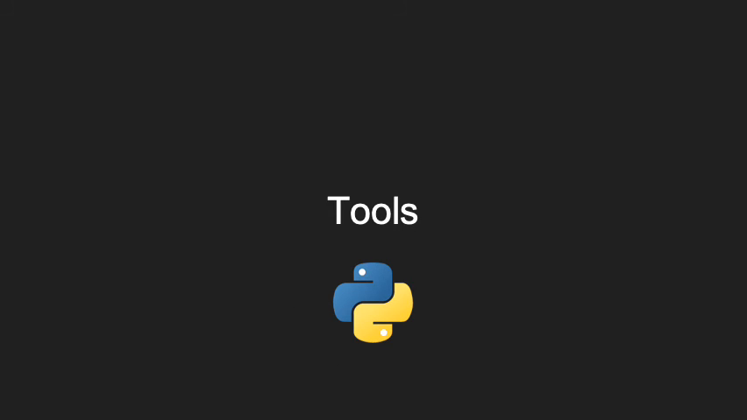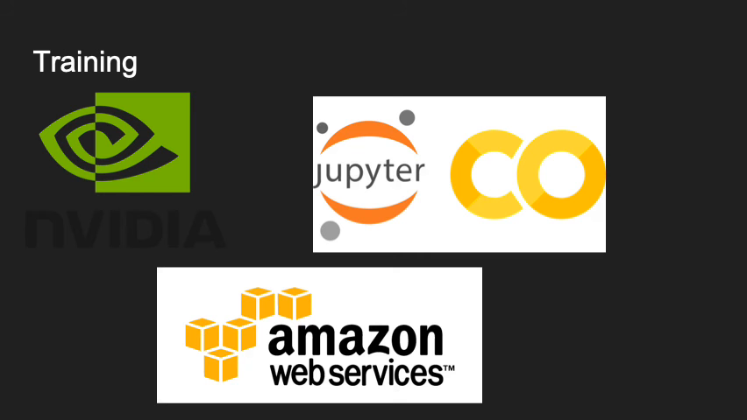Now to finish, I'll introduce some tools for machine learning. So for training, you can use NVIDIA's GPUs. If you need an interactive environment, you could use Jupyter Notebooks or Google Colab, which is Google's free online version of Jupyter Notebooks. You can also train your models on different cloud services. Here I put Amazon Web Services, but there are other ones like OVH that you can use.